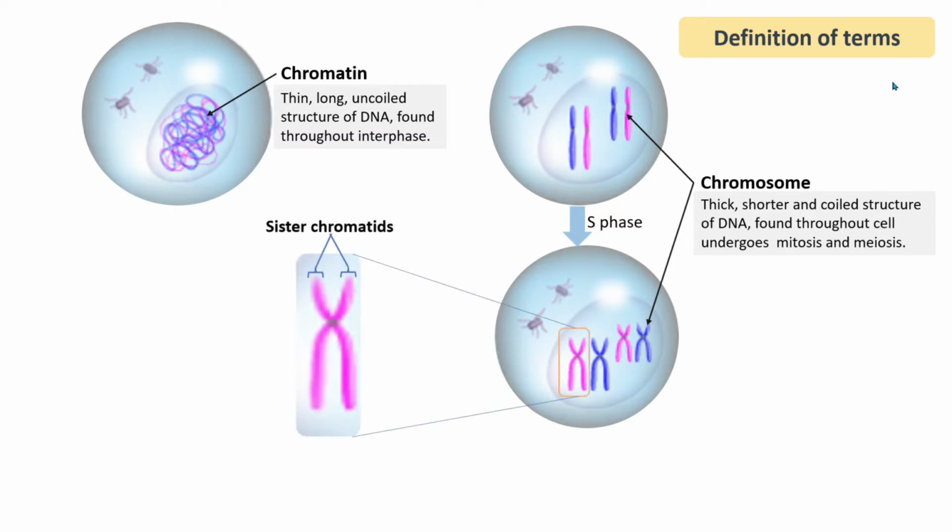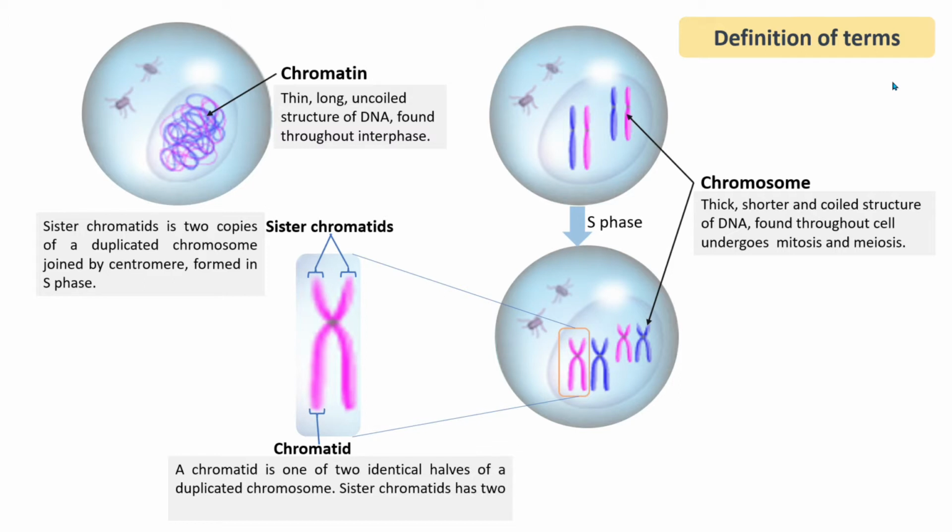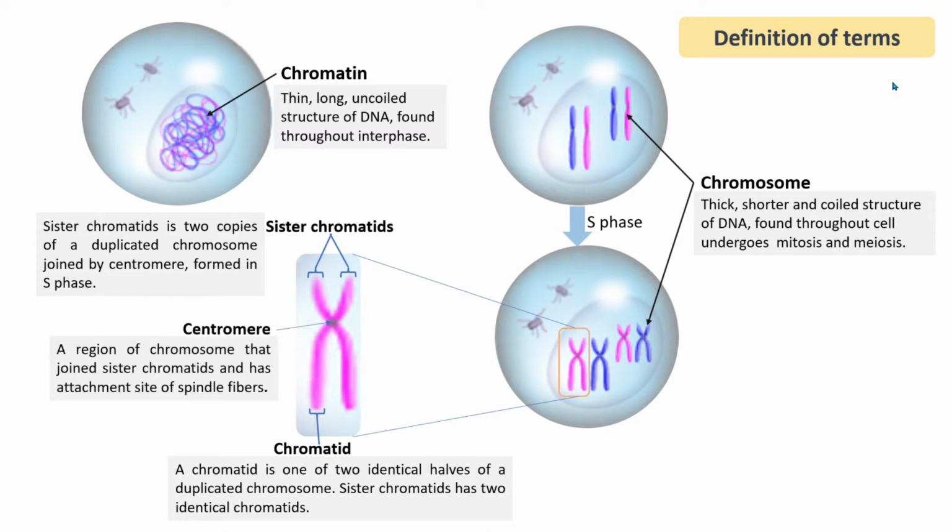Sister chromatids are two copies of a duplicated chromosome joined by a centromere, formed in S phase. A chromatid is one of two identical halves of a duplicated chromosome. Sister chromatids have two identical chromatids. Centromere: a region of the chromosome that joins sister chromatids and has the attachment site of spindle fibers.